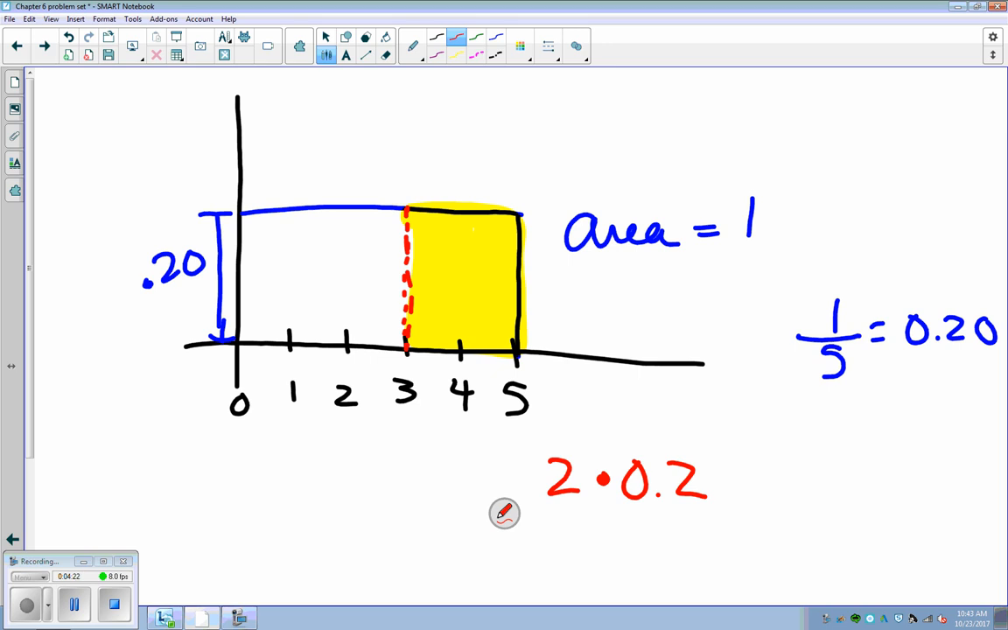My whole area of this entire rectangle has to still be 1. And if I know the length of this side of the rectangle, 1, 2, 3, 4, 5, I'm going to take the area, divide by 5, and get 0.2, because 5 times 0.2 gives me the area of 1, length times width. Okay?